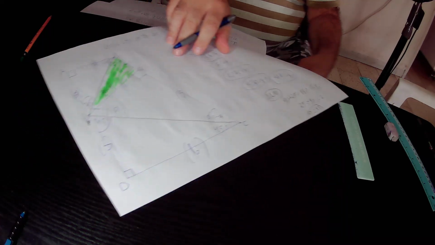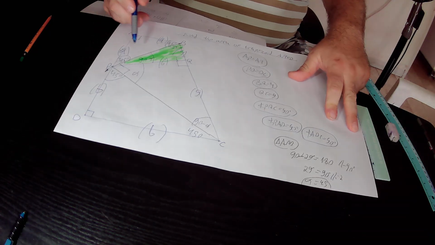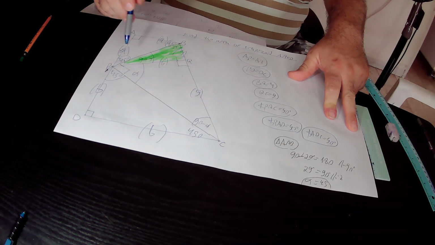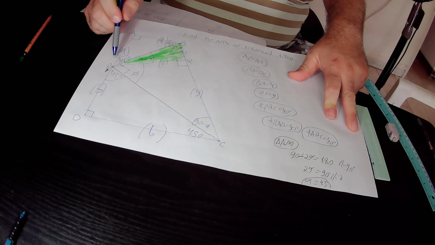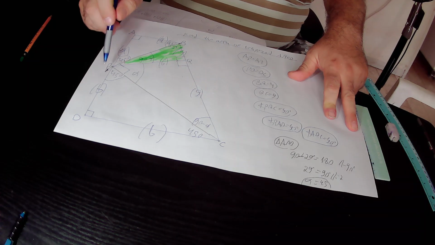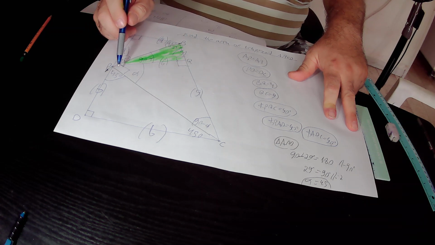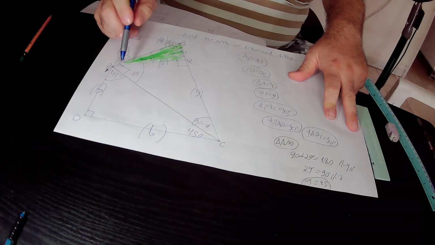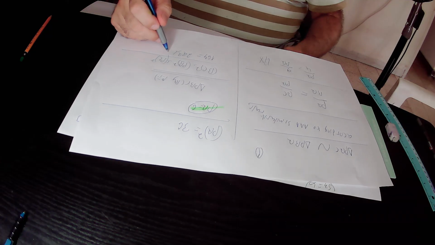plus PC square. What is the value of PC square? We'll focus on the right triangle PDC and implement the Pythagoras theorem on it. According to the Pythagoras theorem, in this right triangle PDC, PC square equals B square plus B square, that is 2B square. So PC square equals 2B square.